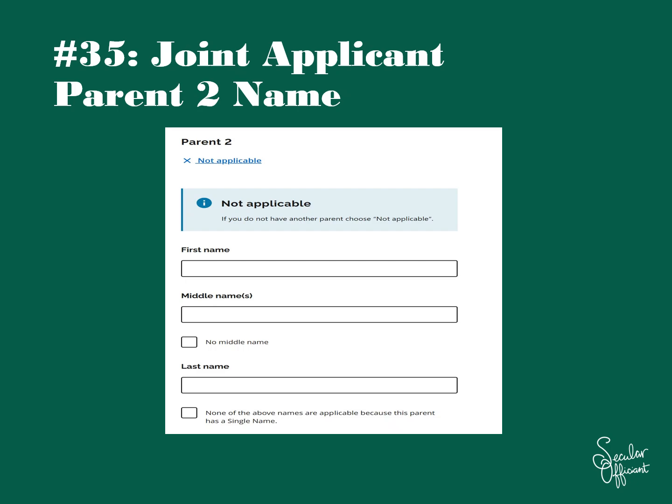Step 35 is indicating the name of your partner's second parent. They can select not applicable if they have a single parent. Provide the first name and middle name. If the parent doesn't have a middle name, select the square box indicating no middle name. Then include their last name. If the parent has a single name, then select the square box for single name and enter their single name.